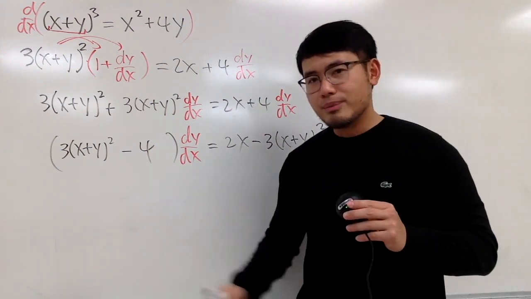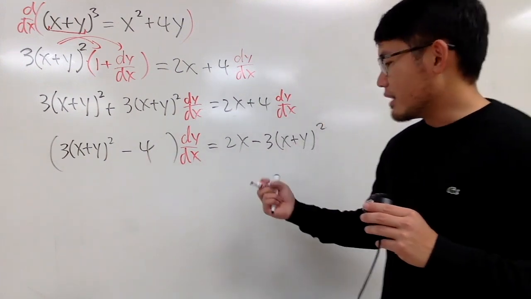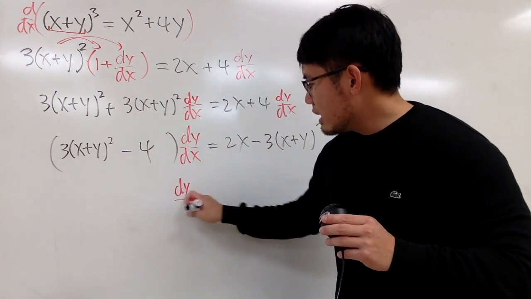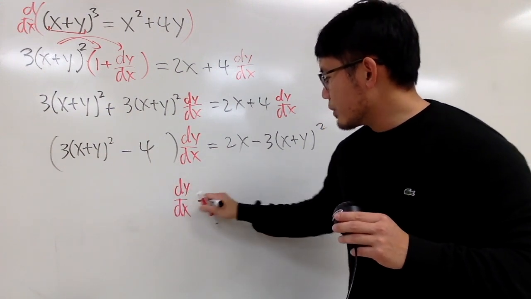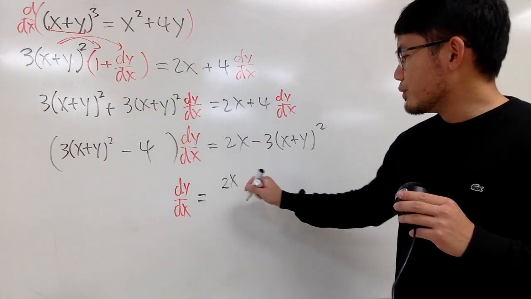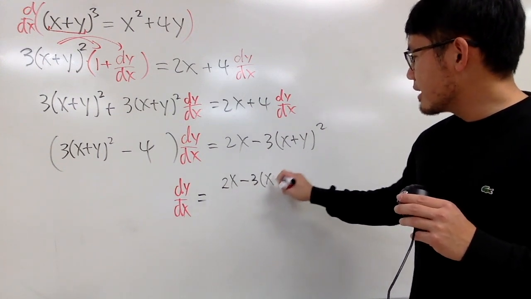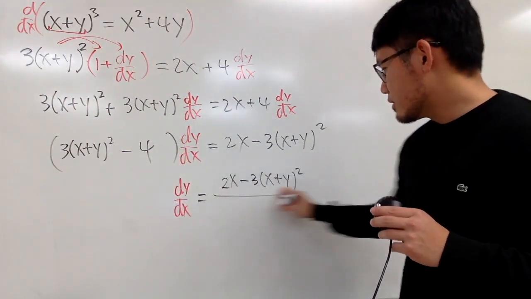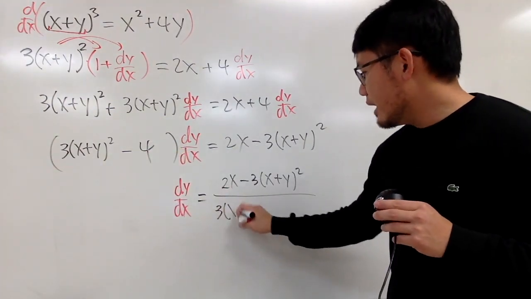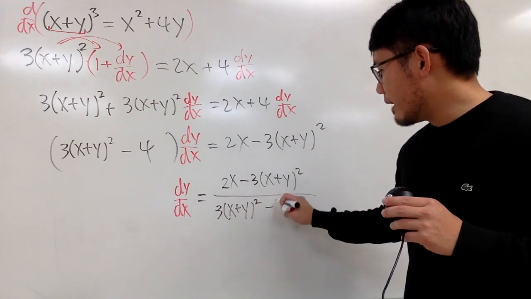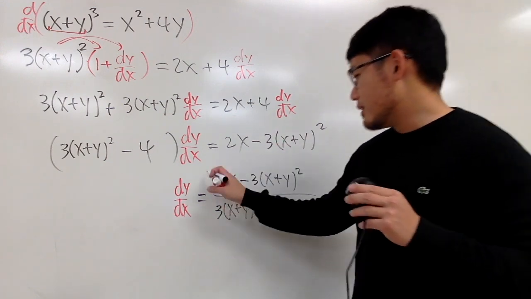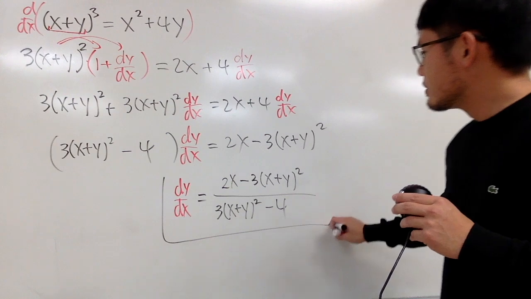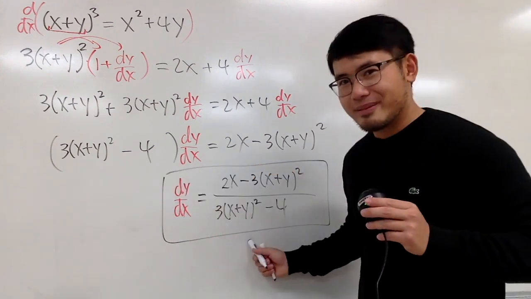Yes, you know the deal. Divide this on both sides and we'll be done. So in the end, we get dy/dx equal to this whole thing, which is 2x minus 3 times (x plus y) squared, divided by all that. So we have this 3(x plus y) squared minus 4. And I think this is a totally legitimate answer. So I will just leave it right here.